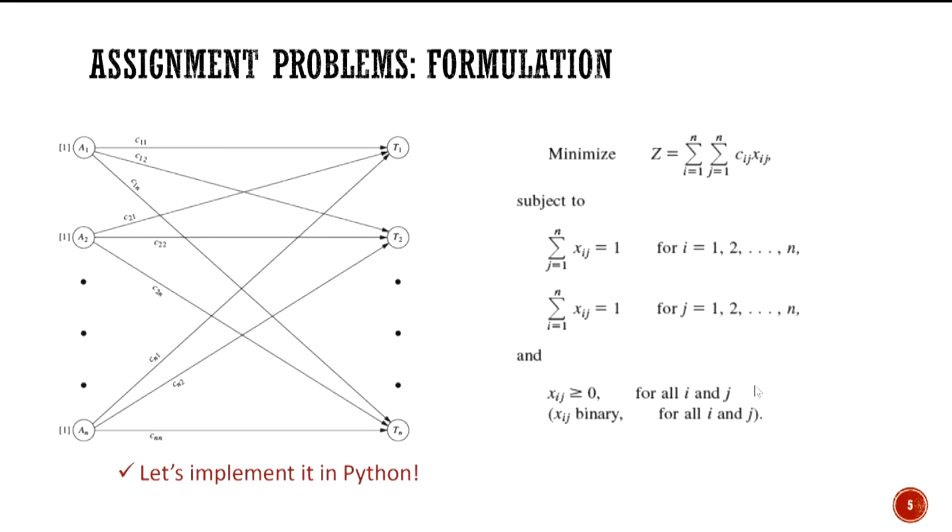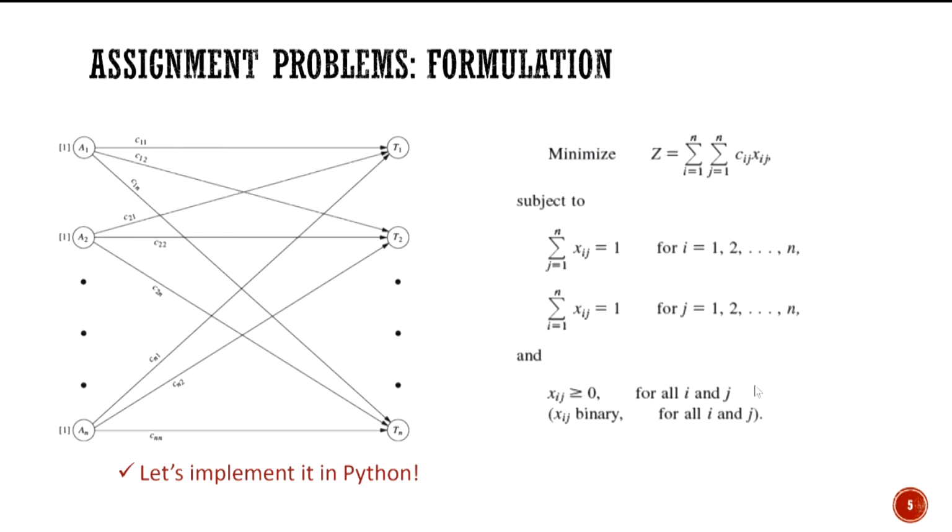Before we discuss the implementation details in Python, I would like to draw your attention to this network. On the left side, we see assignees, and on the right side, we see tasks. All assignees are fully connected to all tasks, and for each link, there is a cost. On the right-hand side, you can see the mathematical formulation. There is a cost function. The objective function is to minimize the summation of c sub ij times x sub ij.